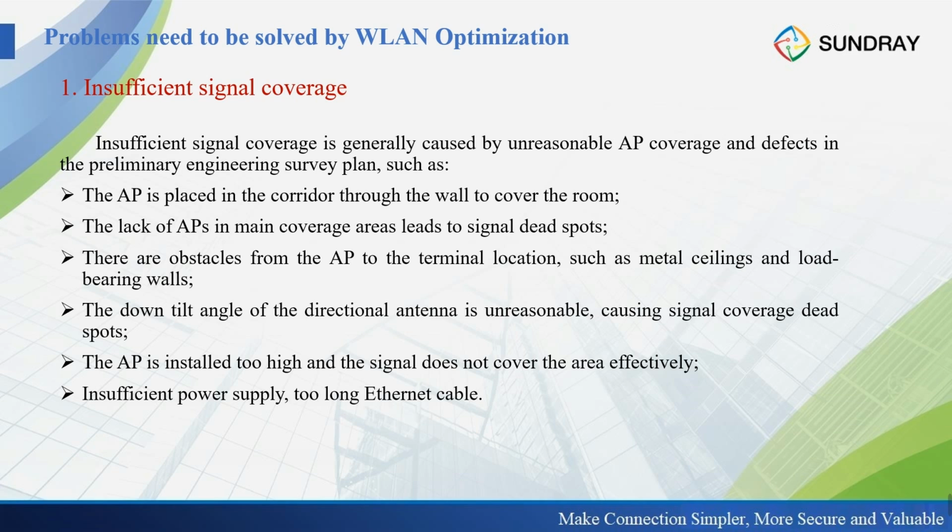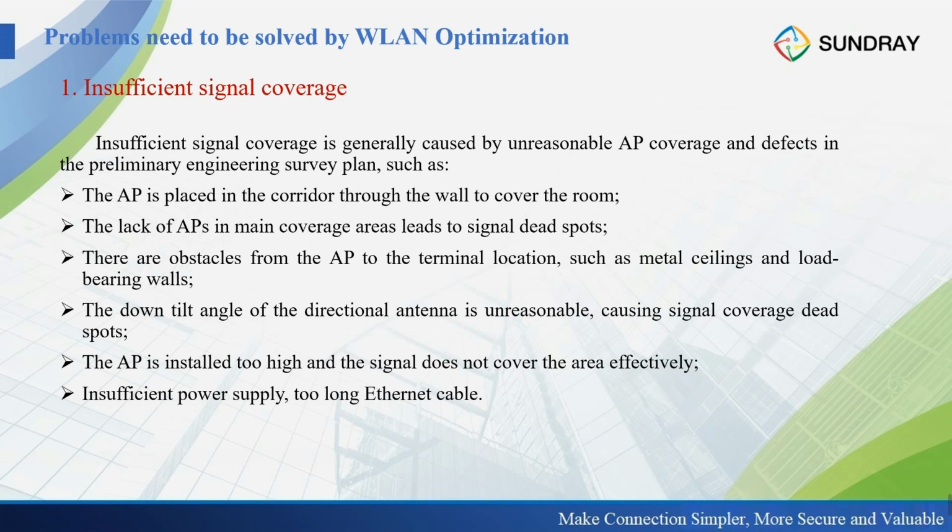Problems like you put the AP in the corridor, or the AP signal is blocked by big obstacles like metal ceilings or load-bearing walls, and also like directional APs, where the direction is not faced properly, and also the AP position, where the AP is installed too high. Commonly, usually our AP is installed omnidirectional. I mean indoor AP.